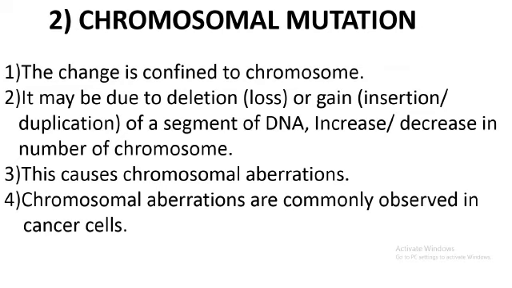So what is the impact of chromosomal mutation? Chromosomal mutations are known to cause chromosomal aberration, that is chromosomal disorder. A few to list out, as I told you: Turner syndrome, Down syndrome, Klinefelter syndrome, Cri-du-chat syndrome. So these are chromosomal aberrations. The other thing is cancer. Chromosomal aberrations are more commonly seen in cancer cells. So this is with regard to the two types of mutations.